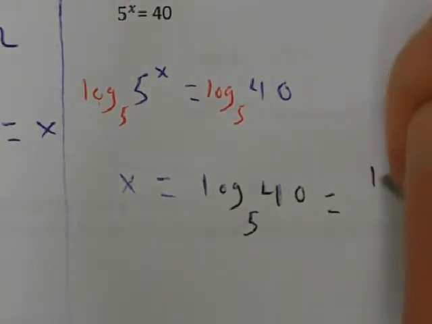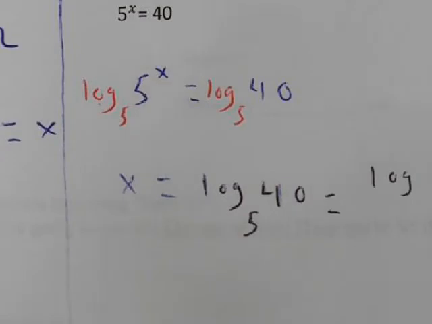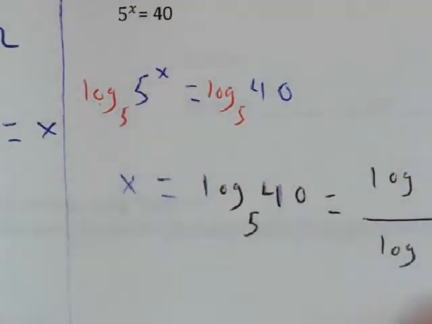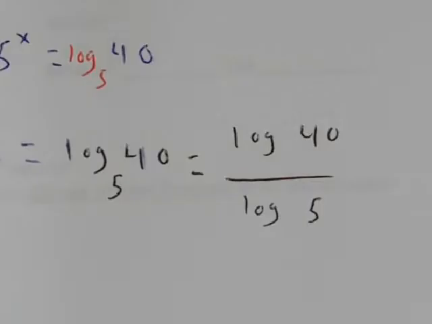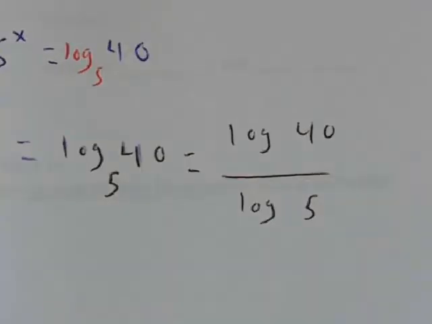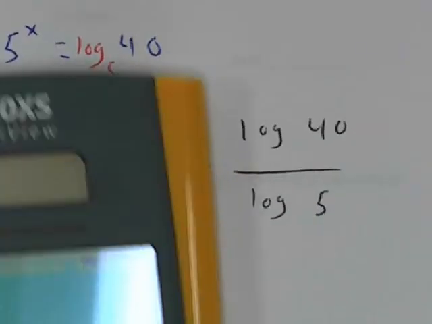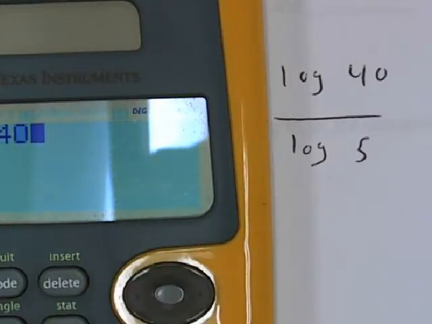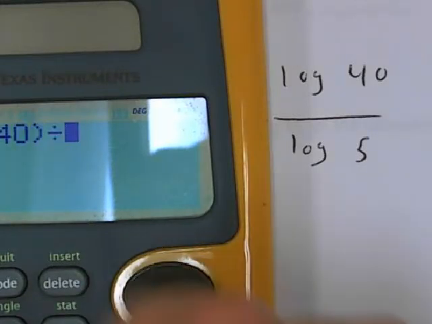This is the same as the log of 40 over the log of 5, and we're just going to leave it in base 10. Oops, sorry about that. We're going to leave that in base 10, that way I can punch that in a calculator, and then finally now I can go get my answer from the calculator. So if we punch this in our calculator, we get the log of 40 over the log of 5.